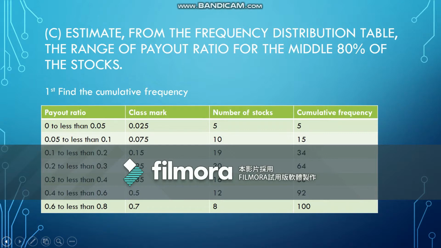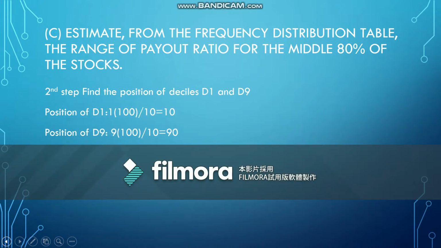Now let's talk about part C. Estimate from the frequency distribution table the range of payout ratio for the middle 80% of the stocks. First, we need to find the cumulative frequency of each class. We can easily know that the middle 80% of the stocks is from 10% to 90%. So we need to find the position of D1 and D9. We know that the total number of stocks is 100, so the position of D1 equals 1 multiplied by 100 divided by 10, which is 10. The same as D1, D9 equals 90.